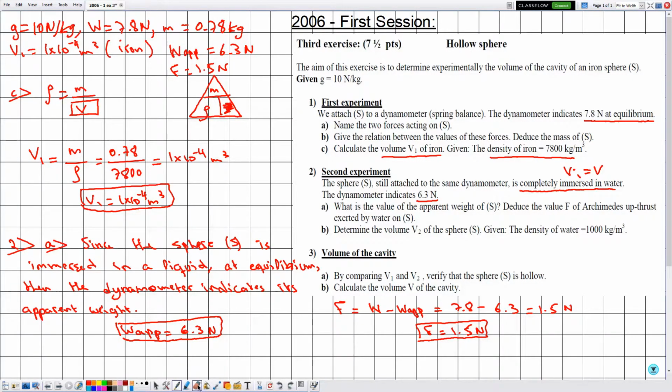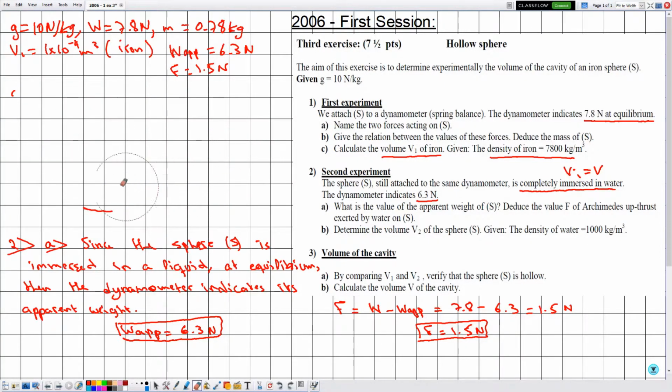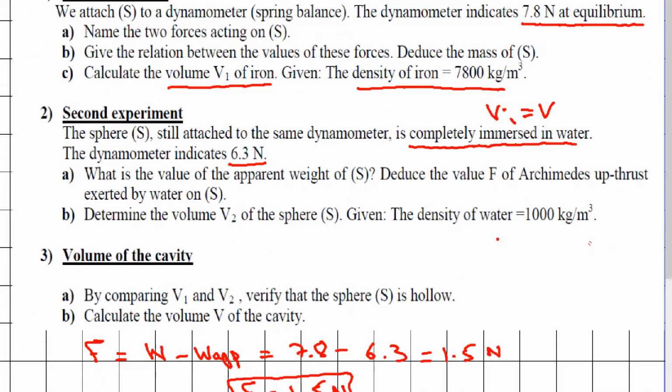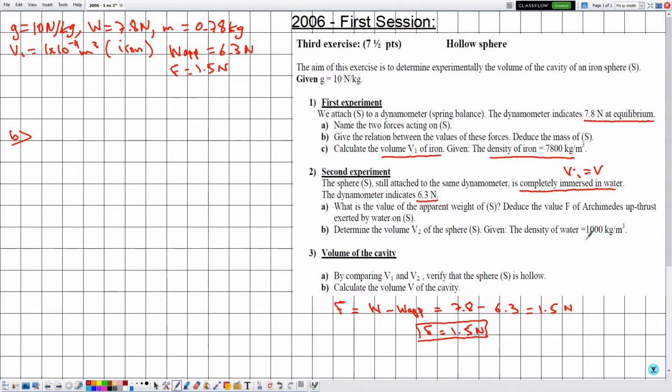Now let me make some space. We are in part B. Determine the volume V2 of the sphere, given the density of water is equal to 1000 kg per meter cube.